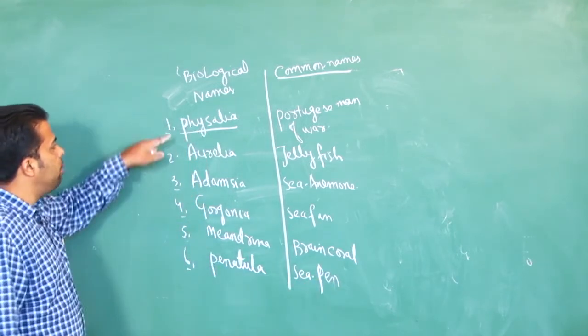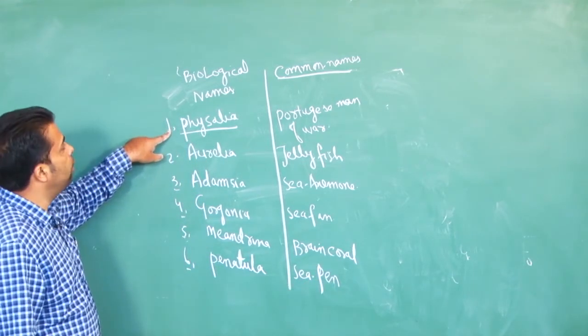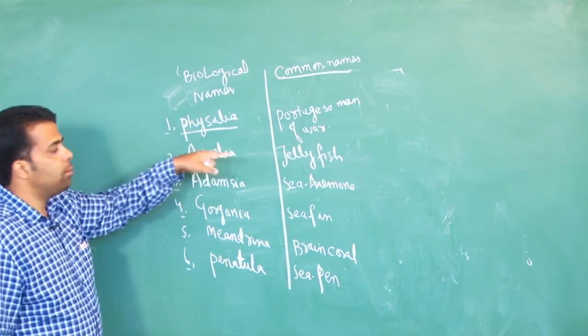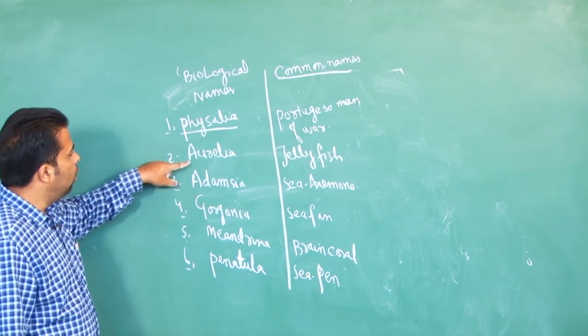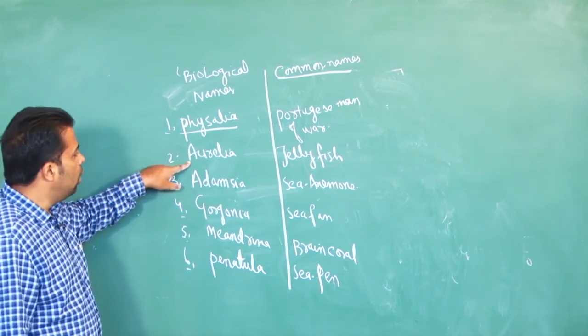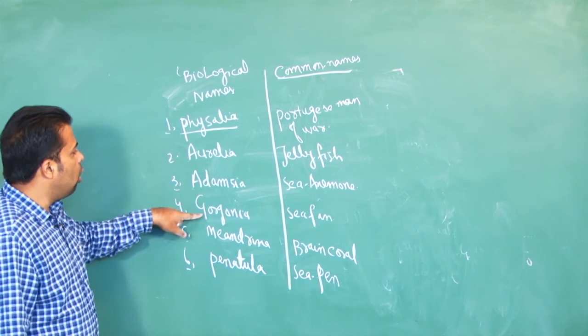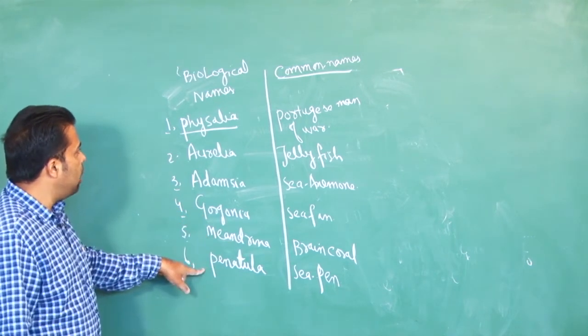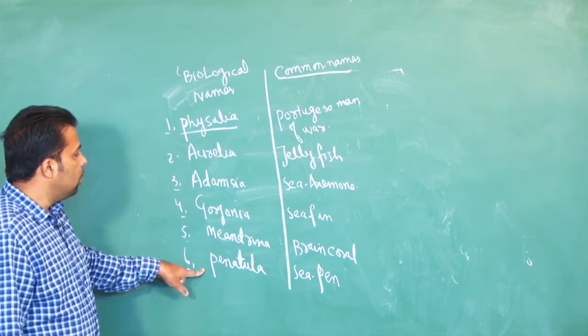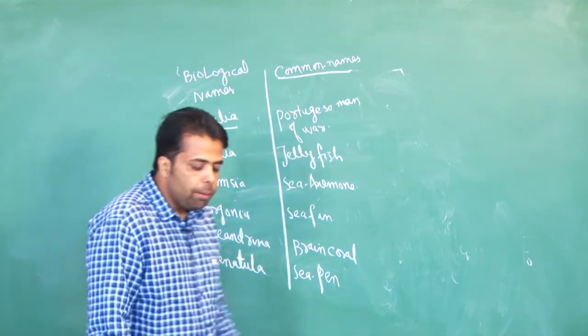So these are some examples of biological names of coelenterates with their common names. What is the first one? Physalia is called as Portuguese man of war. Arulia is called as jellyfish. Adamsia is called as sea anemone. Gorgonia is called as sea fan. Meandrina is called as brain coral. And Pinnatula is called as sea pen.